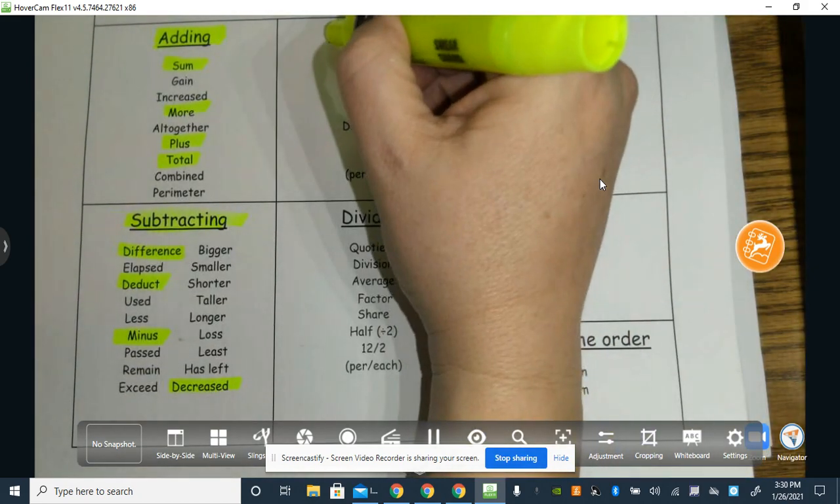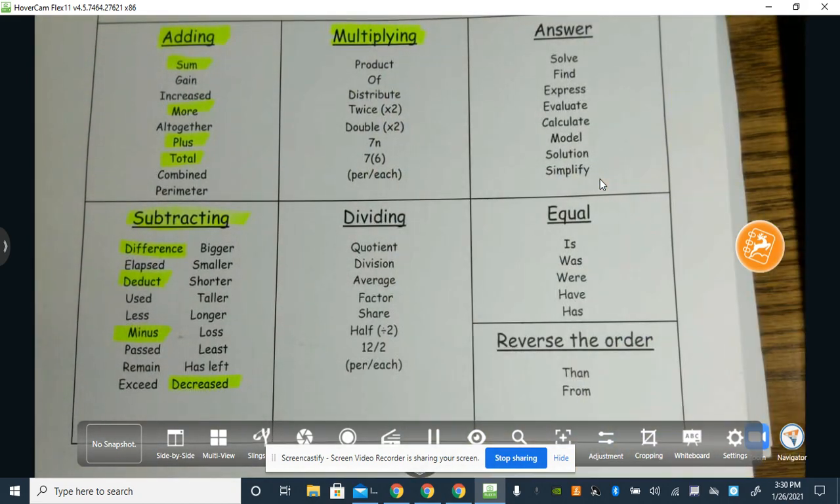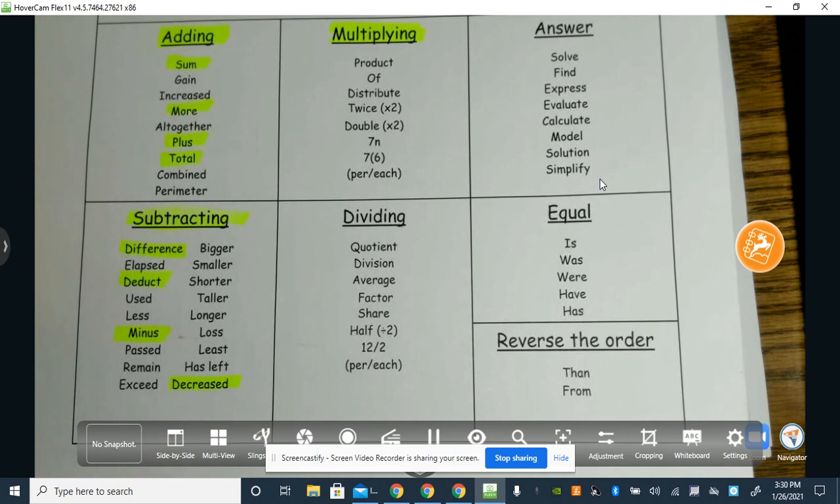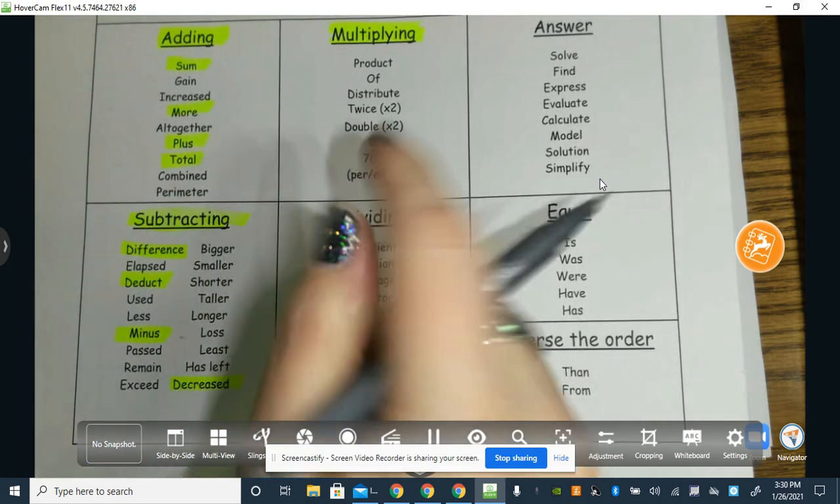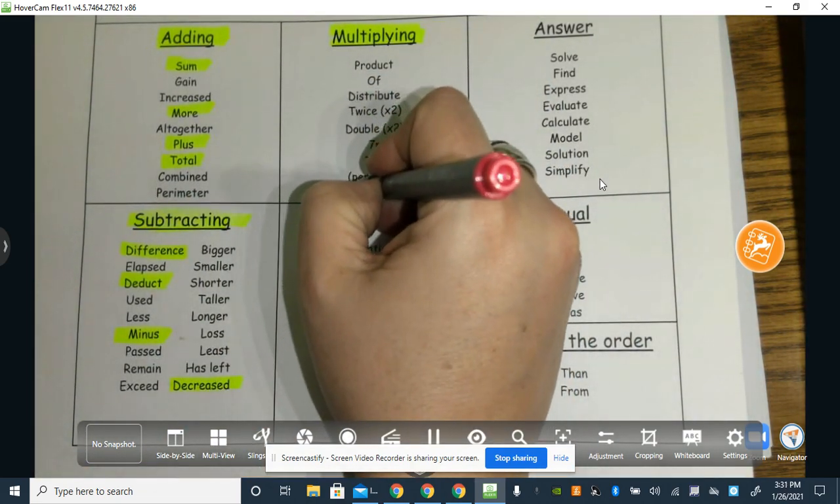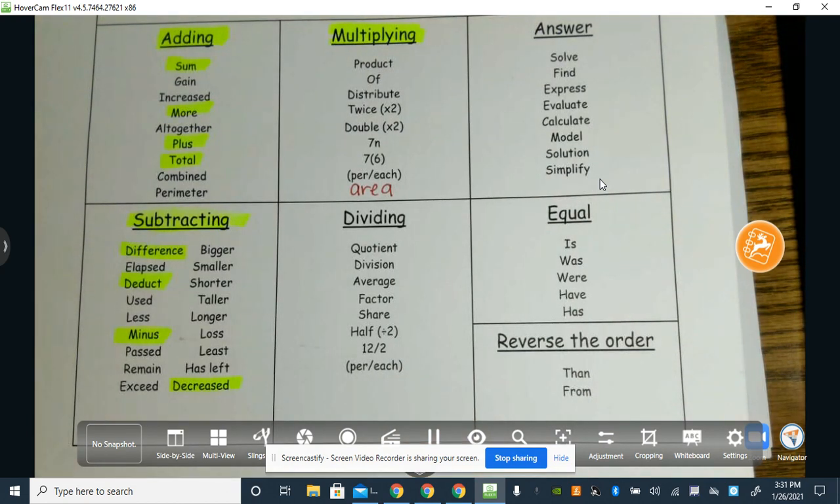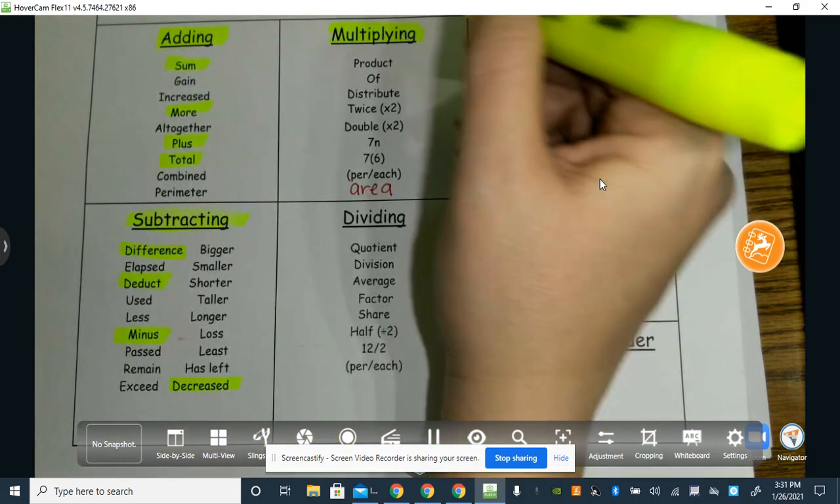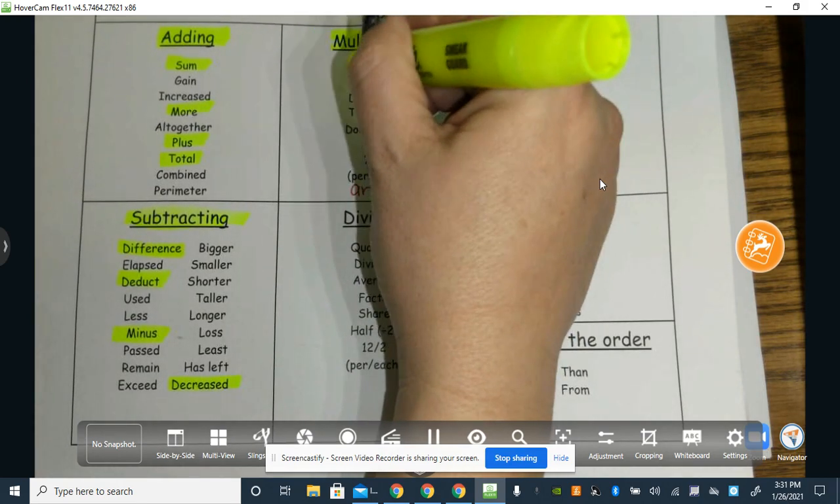All right, and then we have multiplying. Okay, clue words here are product, of, distribute, twice, double, 7 in, 7 times 6 using parentheses, and per and each. And we added one more to it because we have perimeter over here. And when we see the word area, when you need to find the area, you're using multiplication.